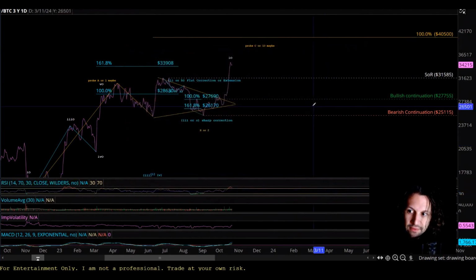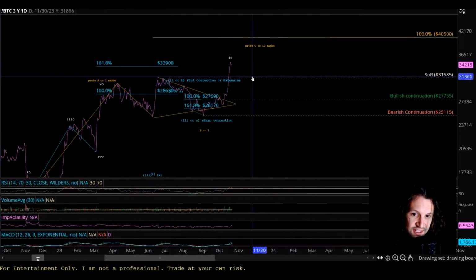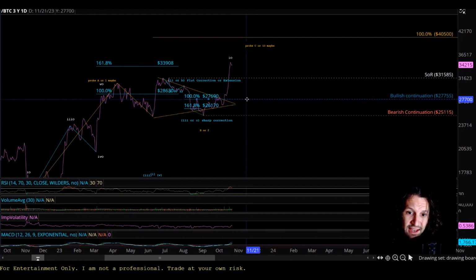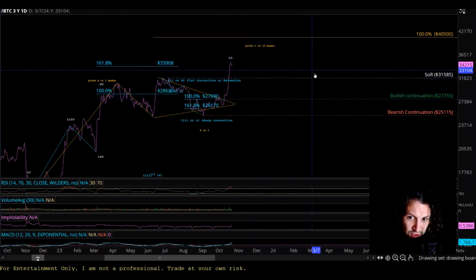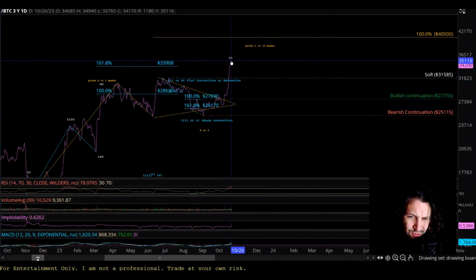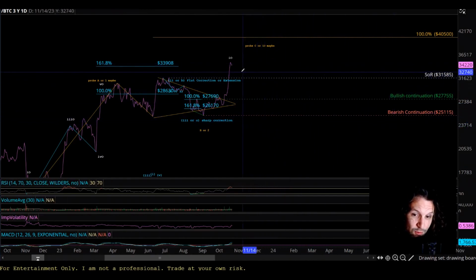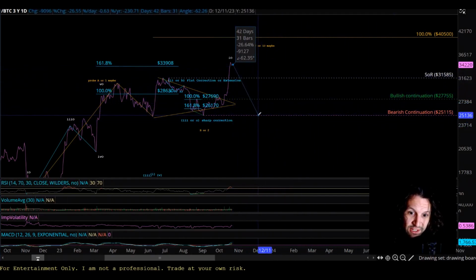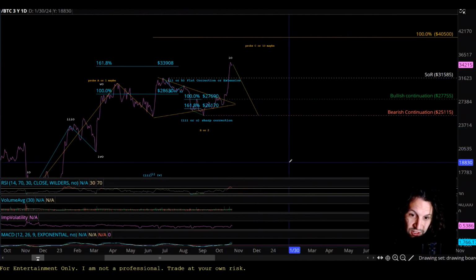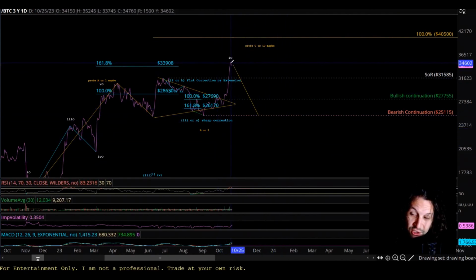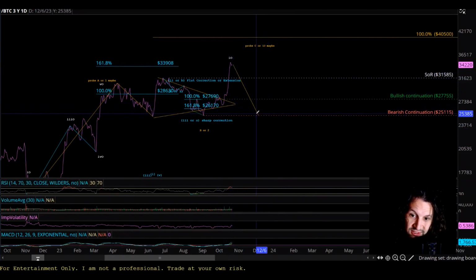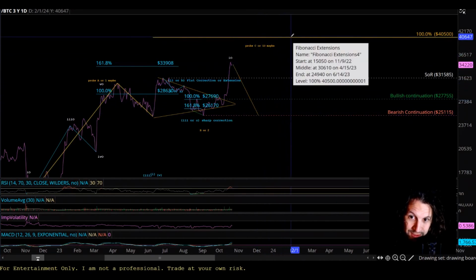If we get below here, this doesn't necessarily mean it's a bearish reversal, but it does mean that we are going to be in a sideways grind. At this point, if this is wave 1, we could experience what I like to call wave 2 terror. The only rule for wave 2 is that it can't pass below the beginning of wave 1, which is at 25,115. So yes, Bitcoin could drop all the way down to 25,000 before ripping to 40,500.